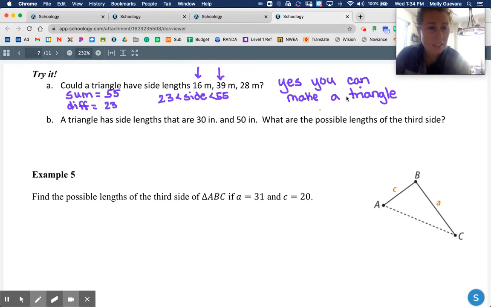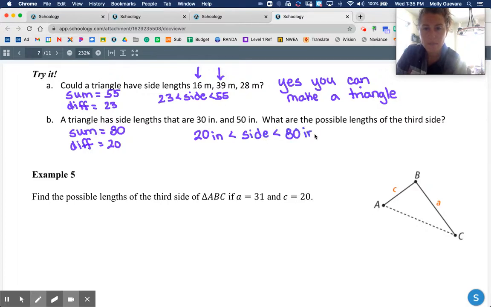Then for B, it says a triangle has side lengths that are 30 and 50. What are the possible lengths of the third side? So again, we find the sum, we add them, and I get 80. And then we subtract them, and I get 20. Okay, so the possible lengths for the third side are between 20 inches and 80 inches. So any number bigger than 20 and smaller than 80 will make a triangle, with the other two sides being 30 and 50.